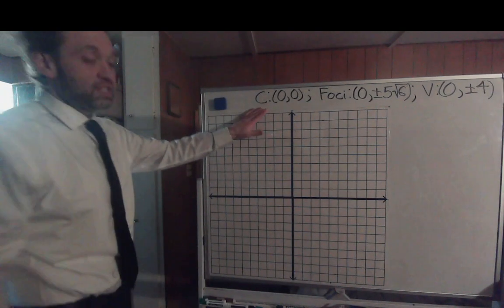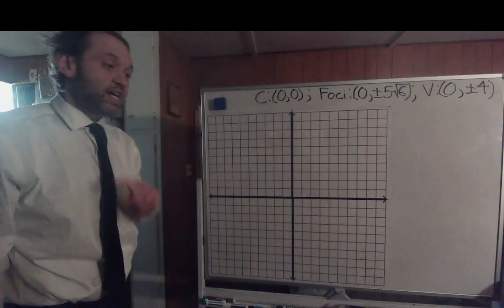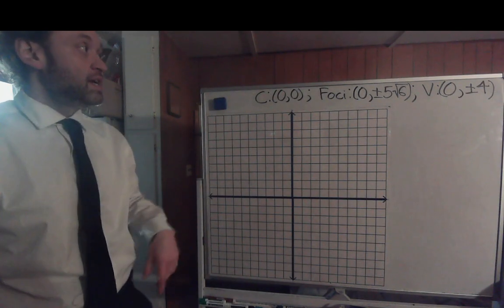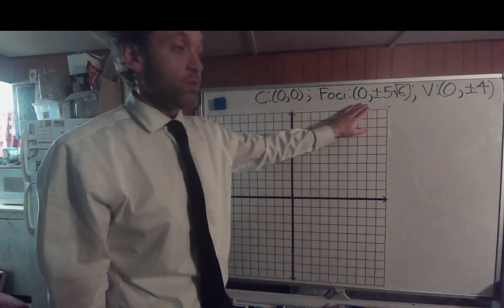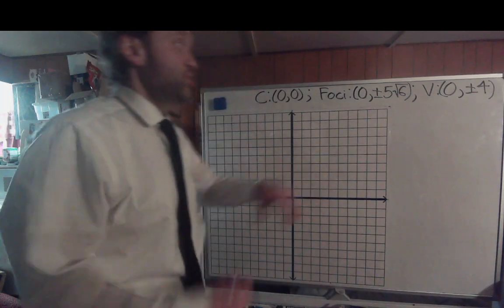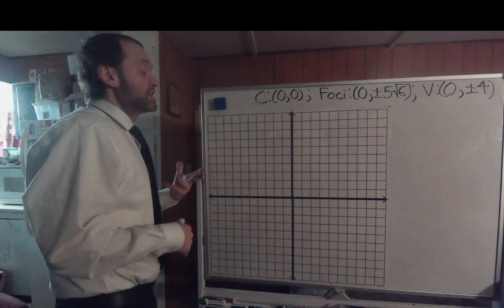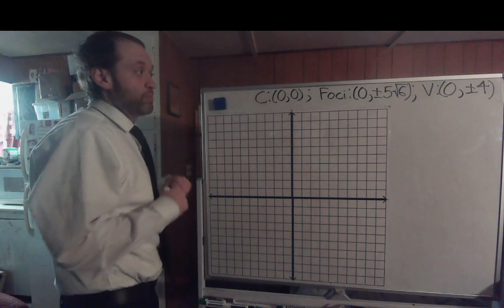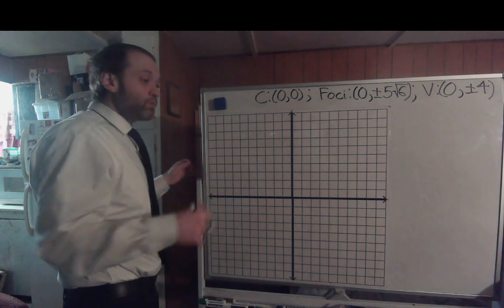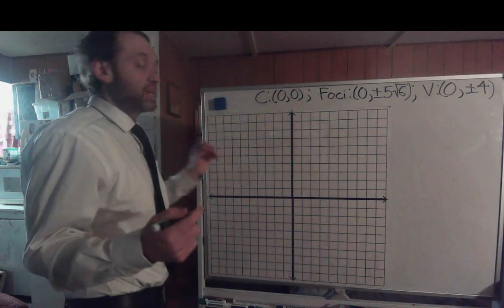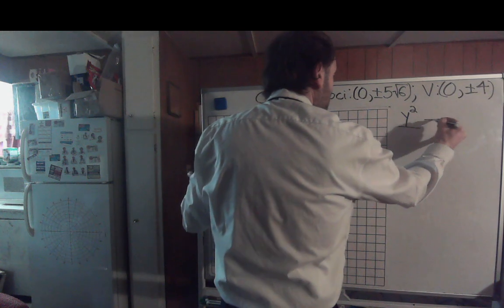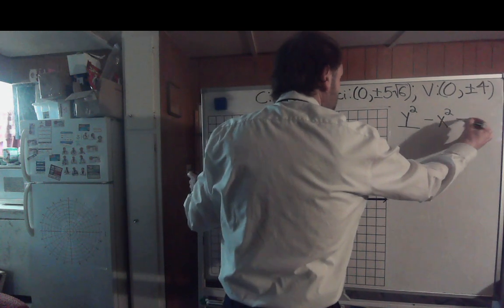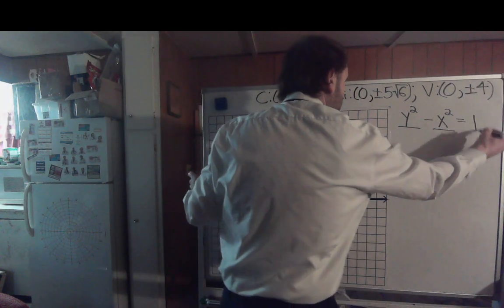Okay. So the center is at 0, 0. First establish which axis is the major axis. Notice for both your foci and your vertices, the x-coordinate of 0 doesn't change, but your y-coordinate changes. That means that your y-axis is your major axis. So the y variable will come first, and since the center is at 0, 0, you're then going to have y squared over some number minus x squared over some number is equal to 1.